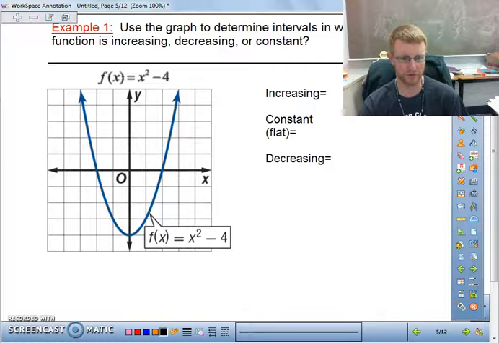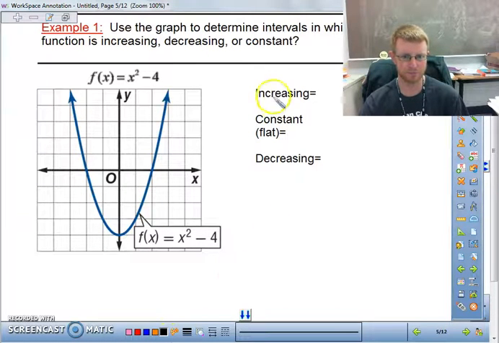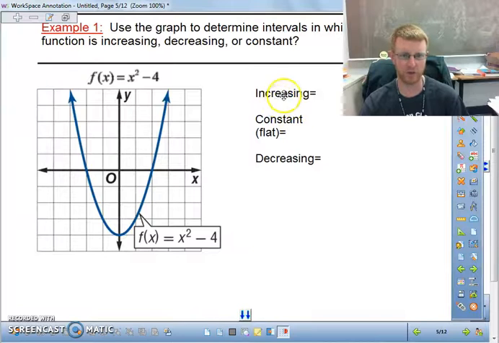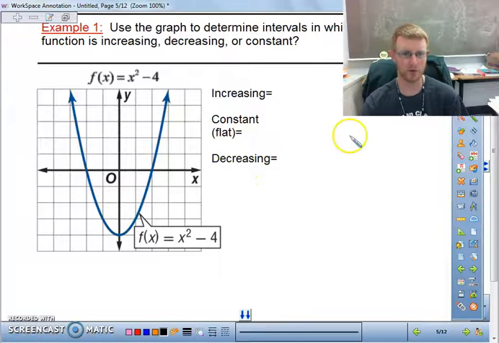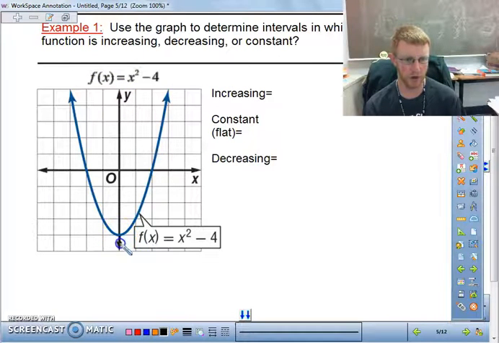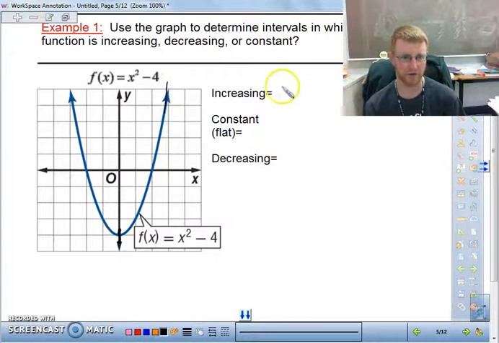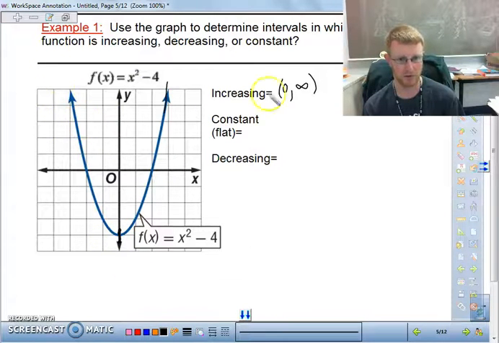Okay, so let's take a look at this. So we have a function here that is a parabola, and we want to know when it is increasing, constant, flat, and decreasing. So in this case, we look at increasing. So hopefully you can figure out that it's increasing from this point down here all the way to positive infinity. So it looks like from 0 to infinity it's increasing. Decreasing, hopefully you can figure out it's going from negative infinity to 0.